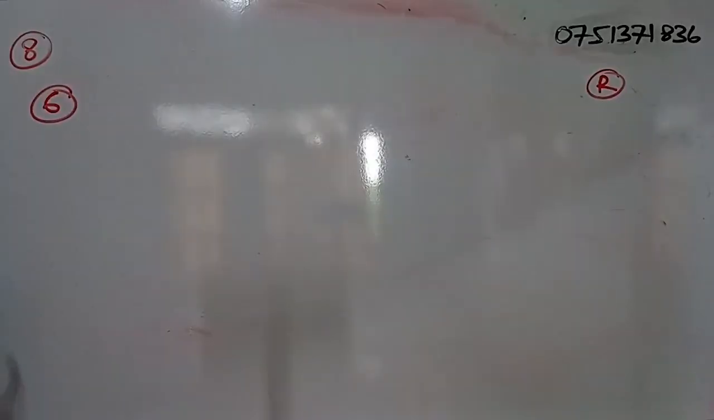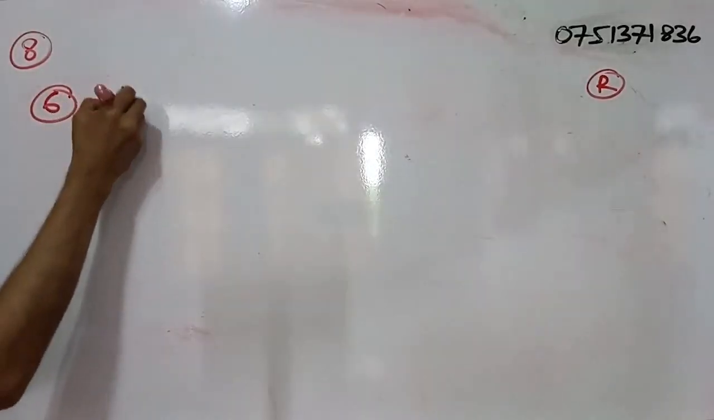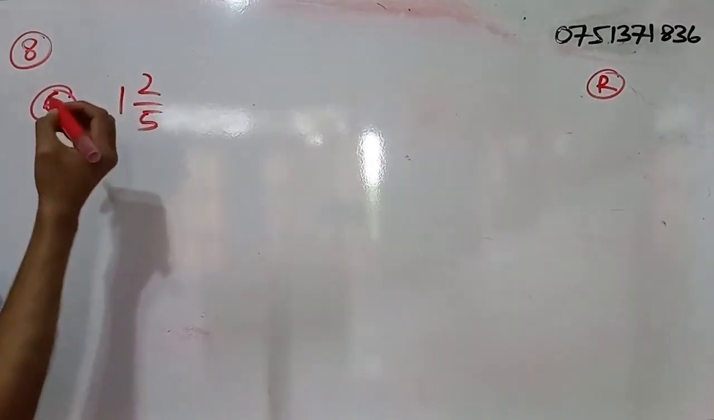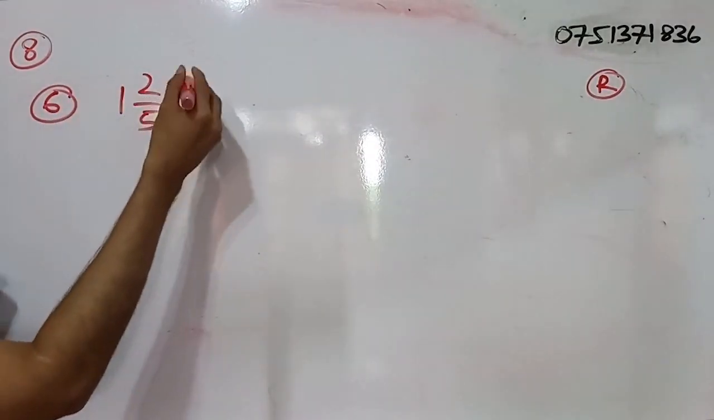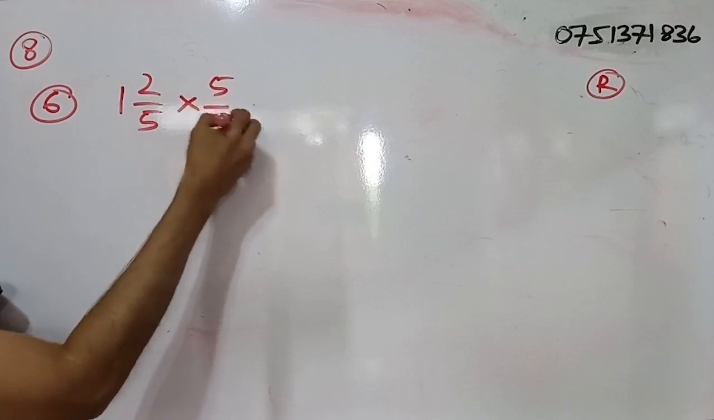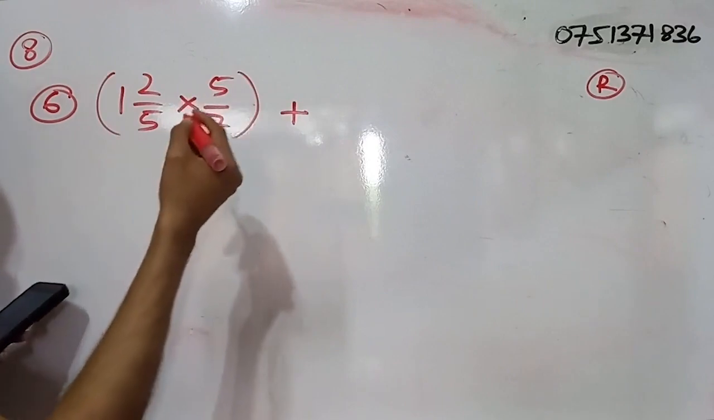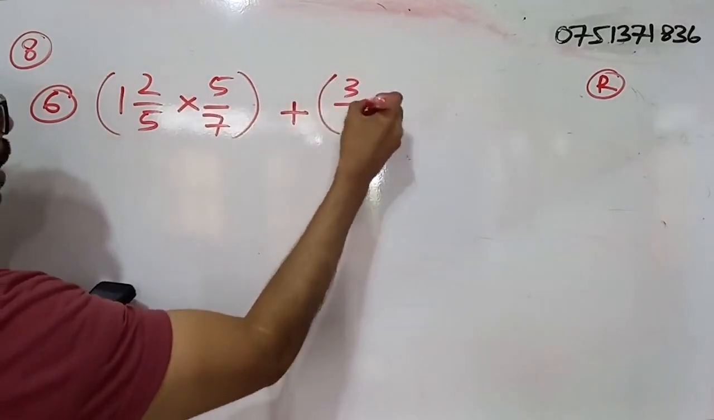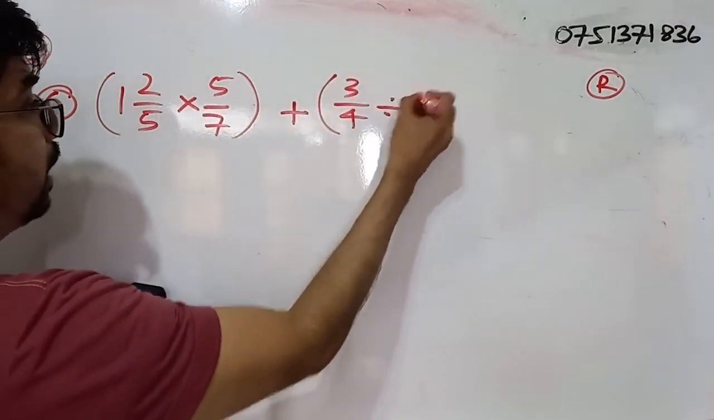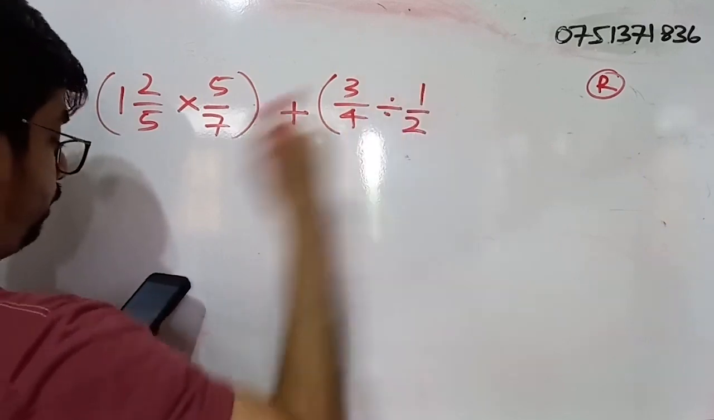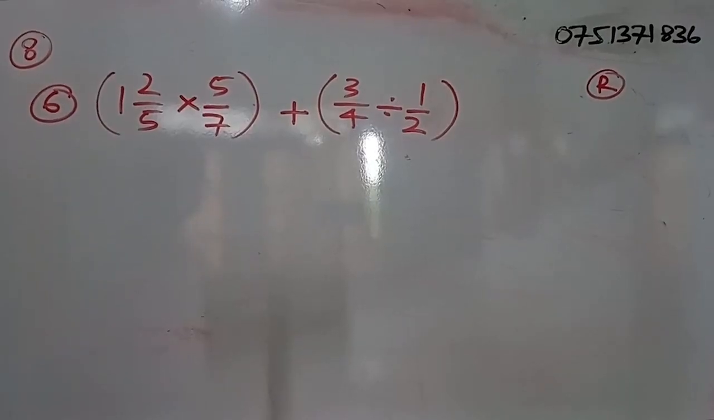Right, part 6. So there we have what? 1 and 2 by 5. We have to multiply that by 5 by 7. So that is in brackets. So the whole thing we need to add to 3 by 4 divided by 1 half. So now we have to do the simplification.